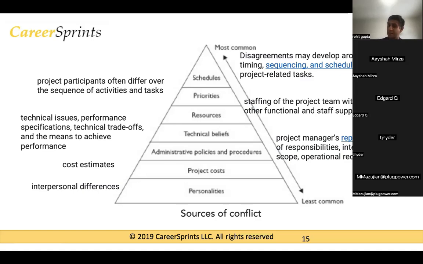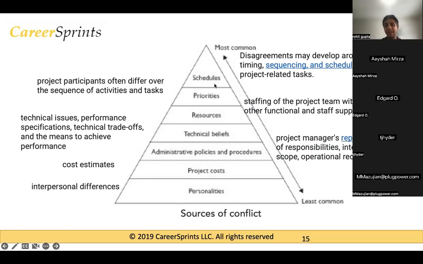Conflicts can exist among stakeholders. Conflicts can exist between the product owner and stakeholders. And at the team level, conflicts can also exist in terms of which activity should be done first, which activity should be done second or last, and so on and so forth. So prioritization related to tasks or features, that could also be a reason for conflict.